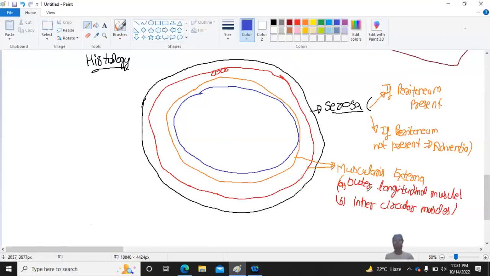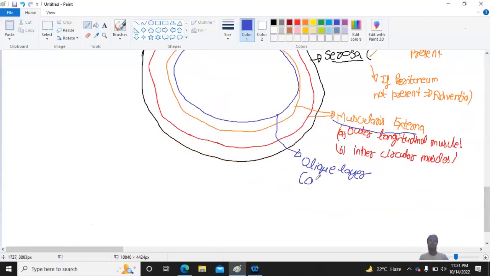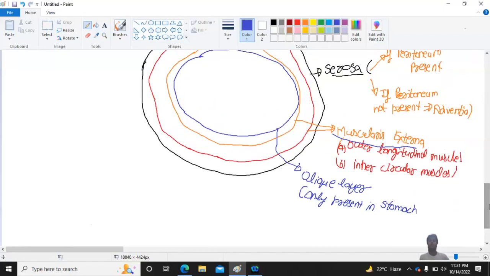This is an important layer. One, two, oblique layer. Important marking of stomach. Only present in stomach. This layer is not present everywhere. Only in stomach.